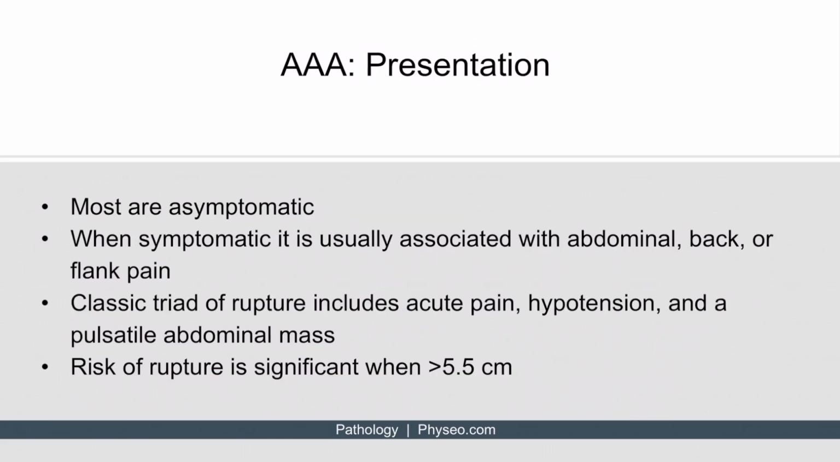AAA is most often asymptomatic. However, when there are symptoms, it typically presents with abdominal, back, or flank pain. The classic triad of rupture includes acute pain, hypotension, and a pulsatile abdominal mass. Finally, the risk of rupture increases significantly when the diameter of the aneurysm is greater than 5.5 centimeters.